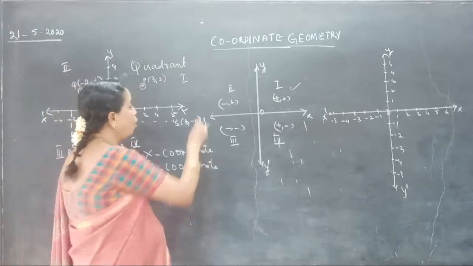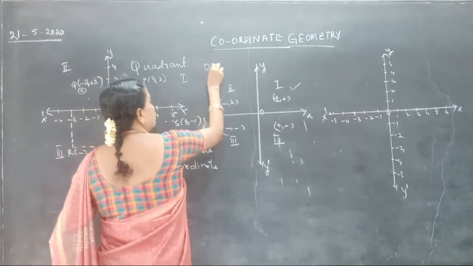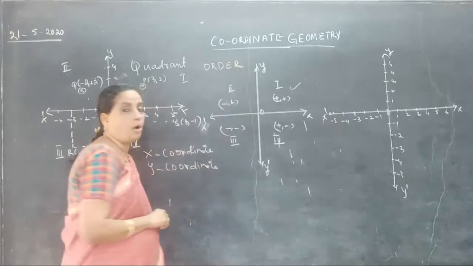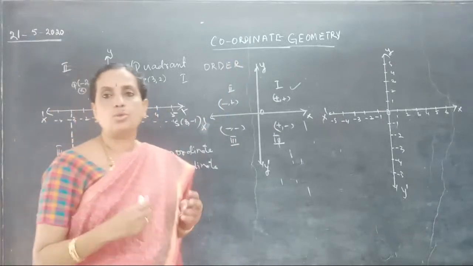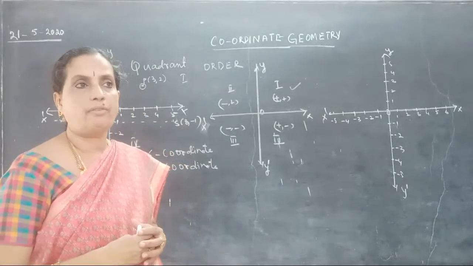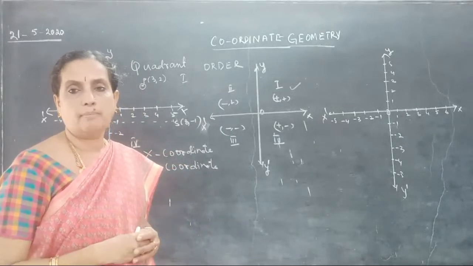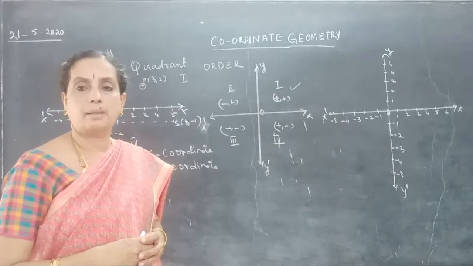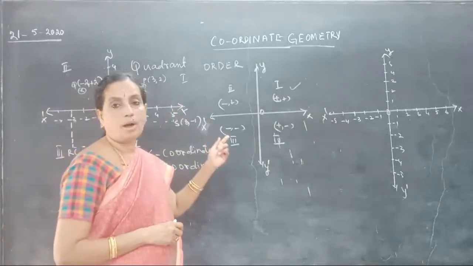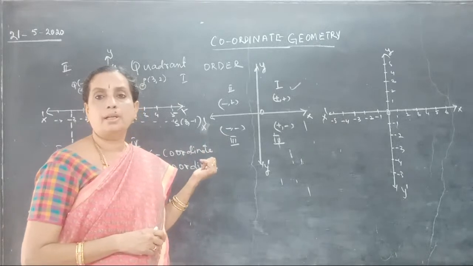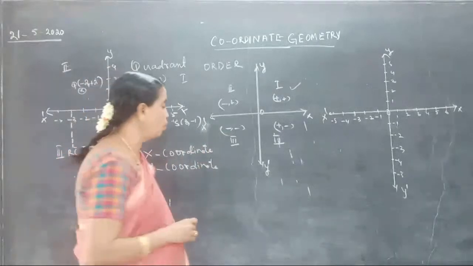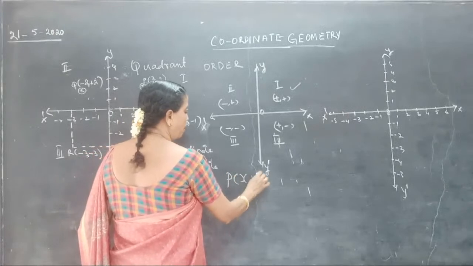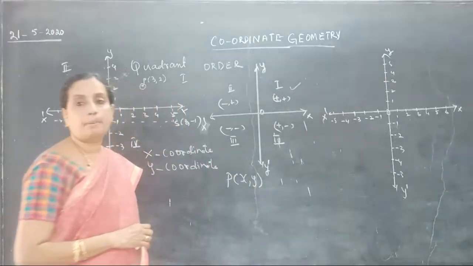Why it is order pair is a question. Every time I will use this order pair. Pair means two set numbers. That is one set of number. One pair means two numbers. So always the first number of the order pair is representing x coordinate and the second number is y coordinate. So we represent any point as x comma y as an order pair.